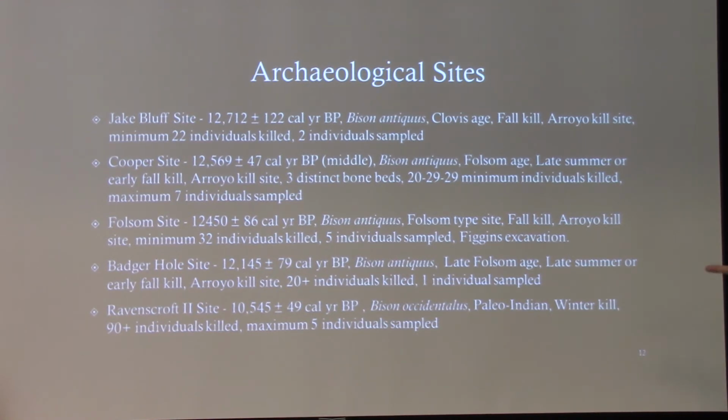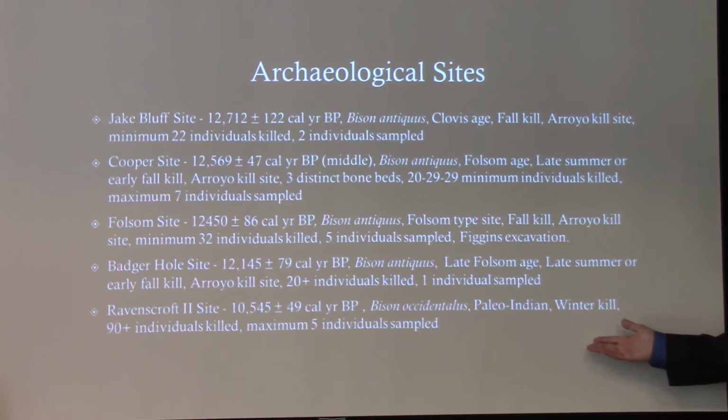The 4th site was the Badger Hole site. This dates to 12,145 plus or minus 79 calibrated years before present. This was, again, Bison antiquus. This is late Folsom. The bison were killed here in the late summer or early fall, as is the pattern. Again, arroyo kill site, 20 plus individuals killed. I only had access to 1 individual to sample from here.